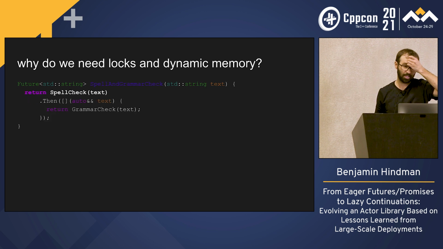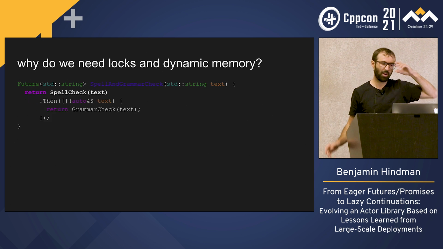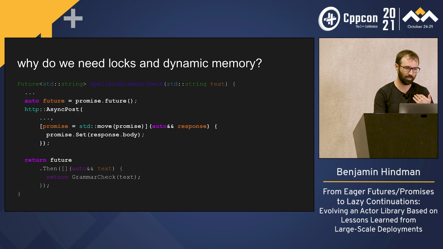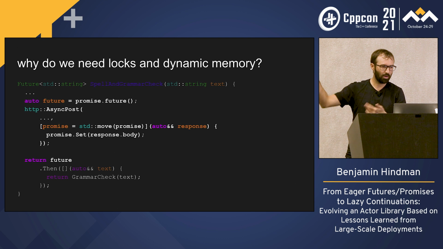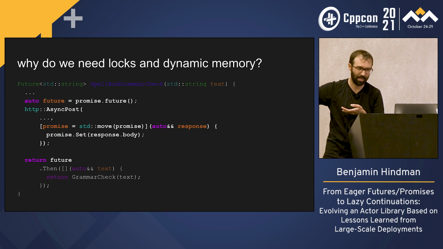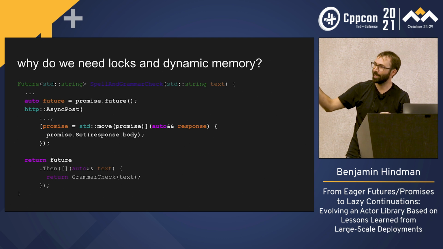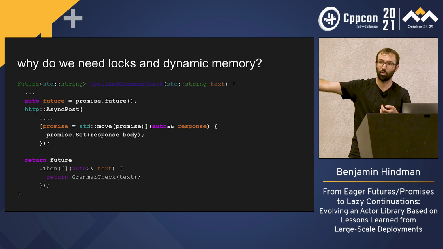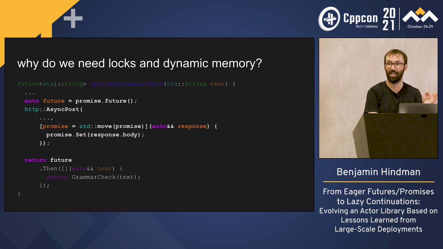So if I were to take this code and just say, okay, I'm going to inline the spell check function. We've all looked at the spell check function. What does that do? Well, I've omitted some stuff, but basically I've got my promise and future, and I've got my async post function. And within that, I'm calling promise.set. And from the future I get back, I'm doing a .then to ultimately do the grammar check, the next step in this sequential sequence.